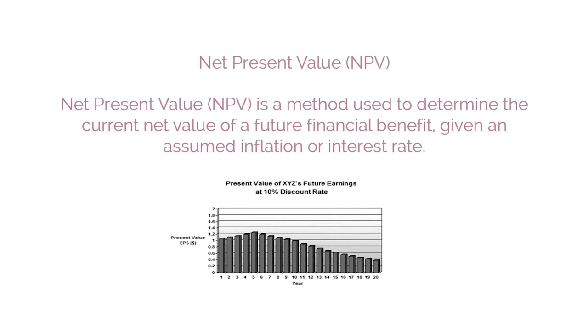The second method is net present value. Net present value is a method used to determine the current net value of a future financial benefit, given an assumed inflation or interest rate.